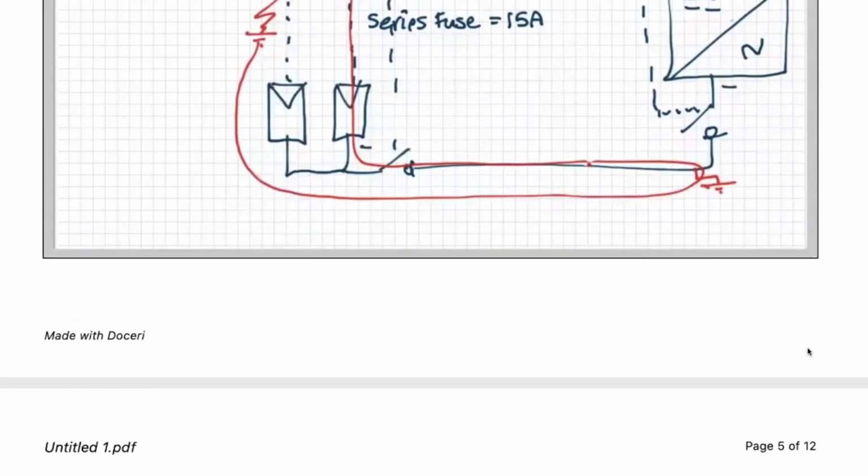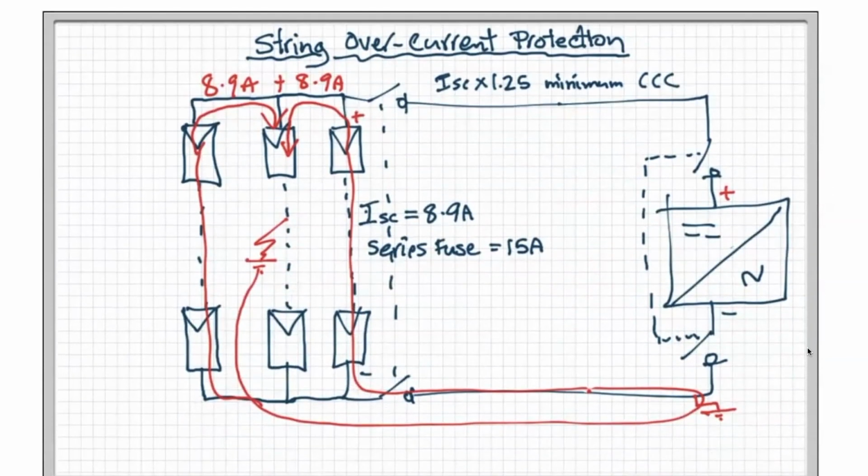Well, it's all about the numbers. Let's add a third string in parallel. Now, I better say straight up, it's not about the number of strings. It's about the ratio of the n-1 number of strings times the short circuit current to the series fuse rating. What do I mean by that?